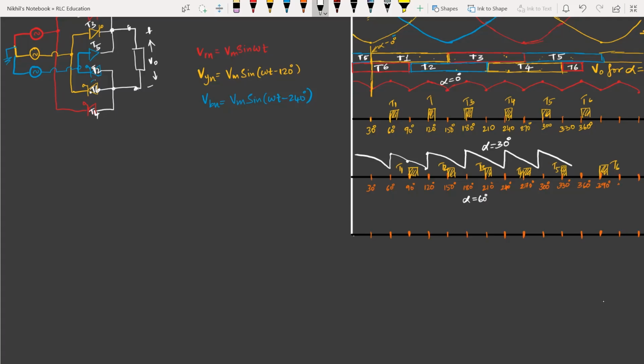Now, assuming that the firing angle is 30 degrees, that is alpha is equal to 30 degrees, now we will see how the output waveform will look. So this is the waveform that I have already drawn, but let me check how mathematically we can prove that it is the right waveform.